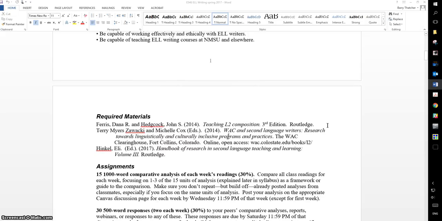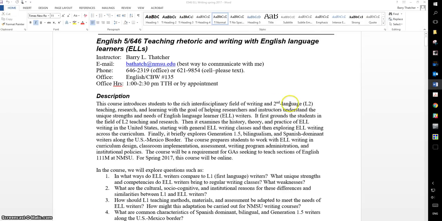After we look at L2 language acquisition, we move to L2 teaching, L2 writing. We're going to look very briefly at what happens on the border, including Generation 1.5, and Generation 1.5 means children who are caught between two languages, cultures, writing systems. In our case, it mostly involves students whose parents were born and lived in Mexico, but they were born in the United States or came here very early on in their life. And they learn Spanish at home, English at school, and they're caught between the two languages and cultures. We'll also look at bilingualism and Spanish-dominant writers along the U.S.-Mexico border.